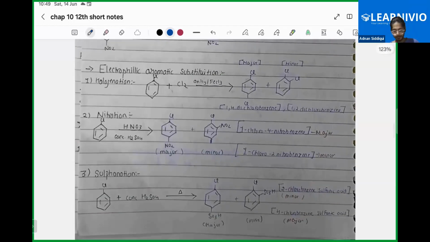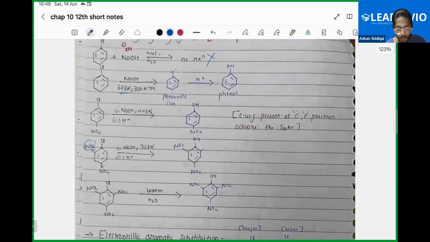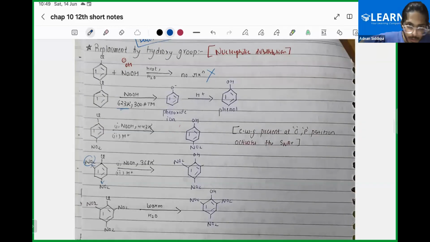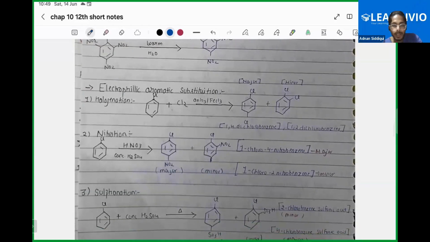Now, we talked about nucleophilic substitution. Now we will talk about electrophilic substitution. Now the attacking party is going to be an electrophile, right?